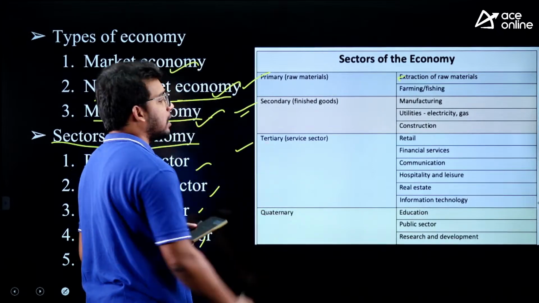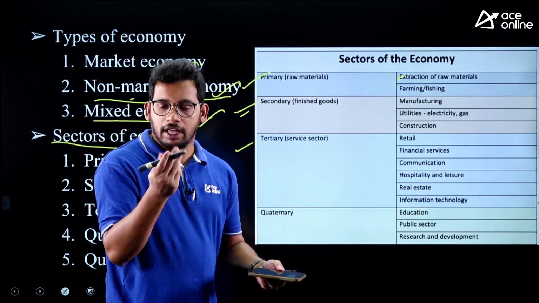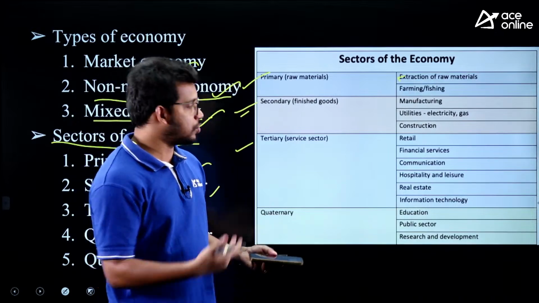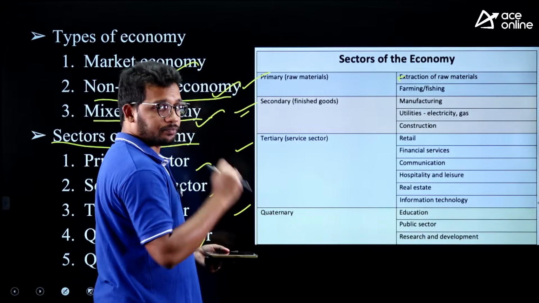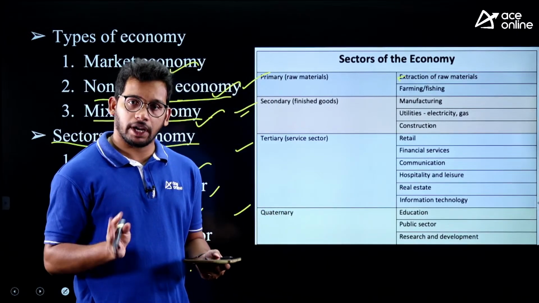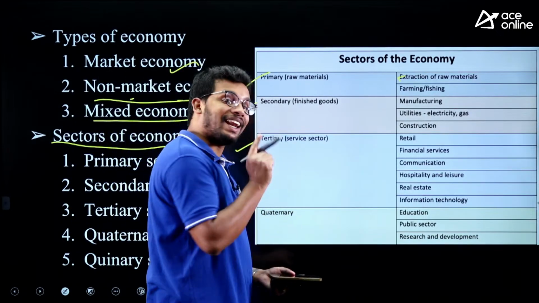And the tertiary sector is the service sector. There are no goods produced, no physical goods. There is only service, like hospitality, restaurants, hotels. All these are the service sector. And quaternary includes research and development, like ISRO, right? So any research and development, scientific work, all those things are in the quaternary sector.